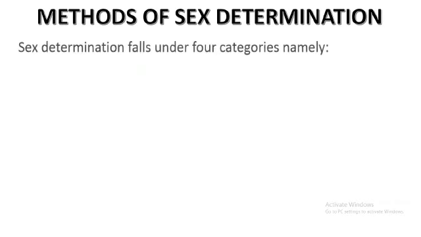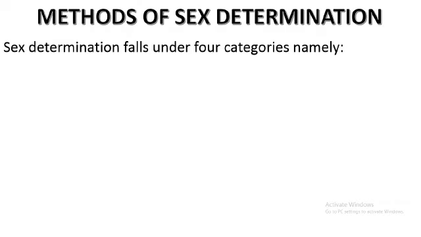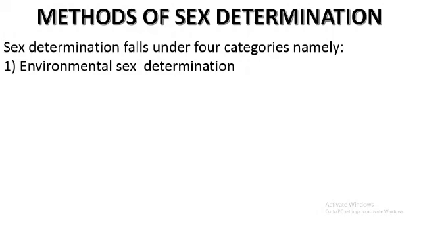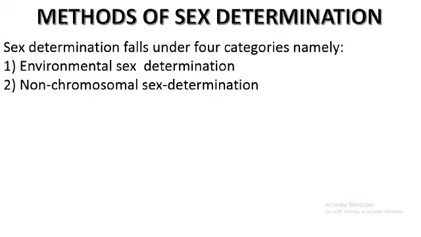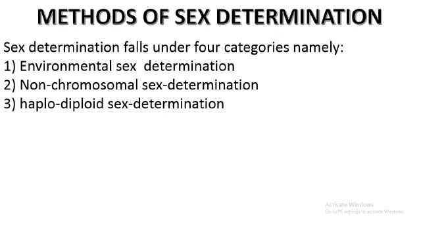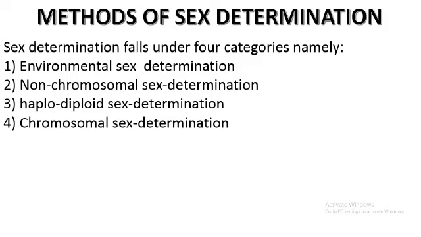Now let us see what the methods of sex determination are. There are different ways by which sex can be determined, and these different methods fall under four categories. The first one is environmental sex determination. The second is non-chromosomal sex determination. The third is haploid diploid sex determination. The fourth is chromosomal sex determination. In this, you are going to study only the third and fourth processes.